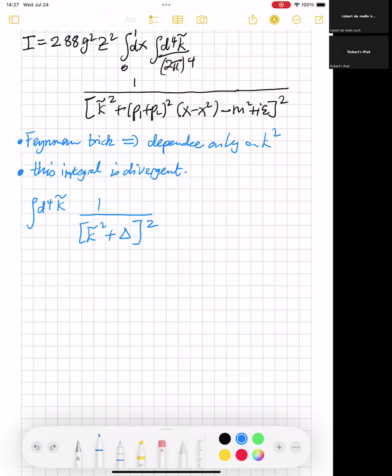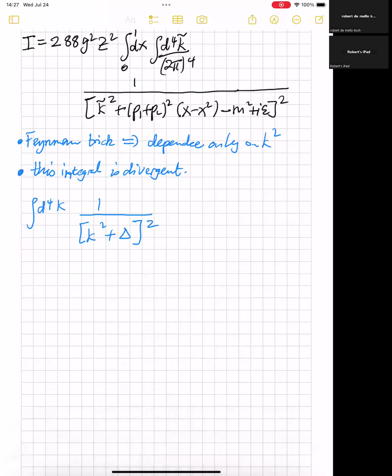Now, it really doesn't matter if I call my integration variable k or k tilde. So I'm just going to remove the tildes, okay? I'm just going to call it d4k. Good. Okay, so now let's study this integral. And we want to show that this integral is divergent. That will illustrate for you the divergence that I'm talking about.